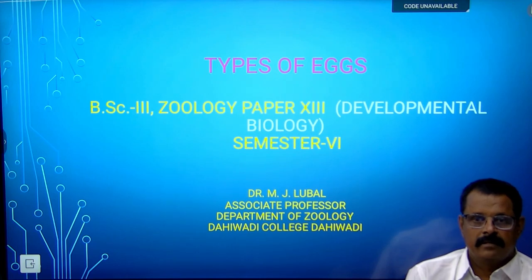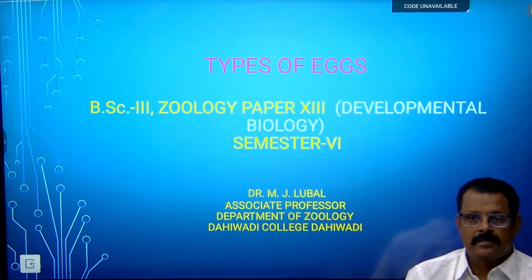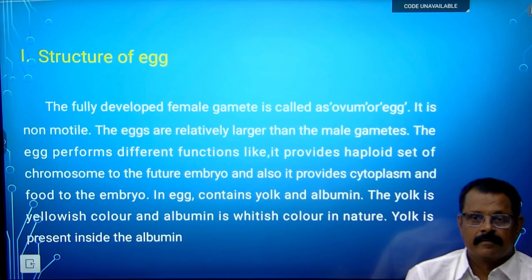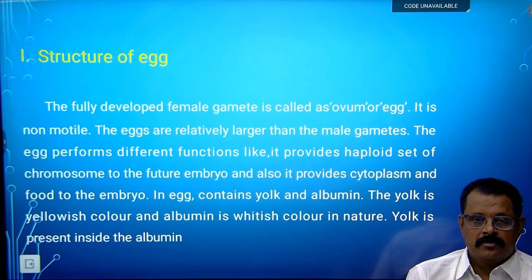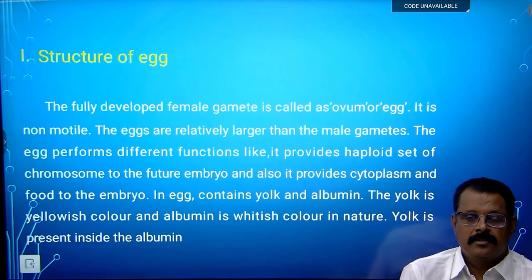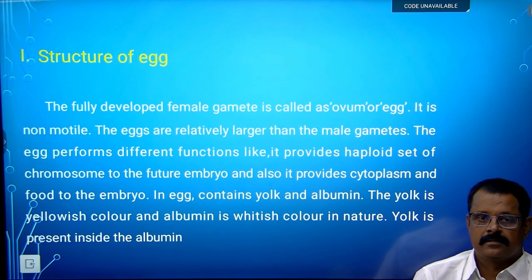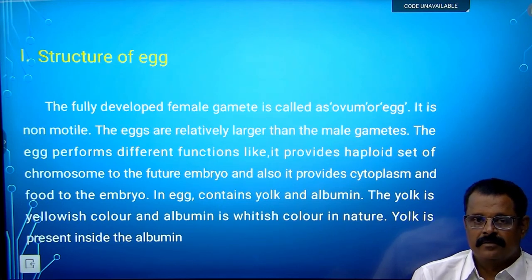Today we will discuss the topic types of eggs, which is included in the B.Sc-III Zoology paper number 13. The name of the paper is Developmental Biology. This topic is divided into two parts. First one, structure of egg, and second one is types of eggs. First of all, we will see the structure of egg.